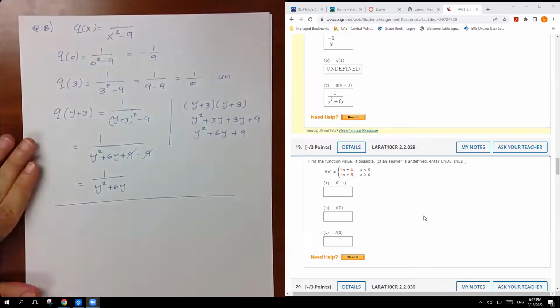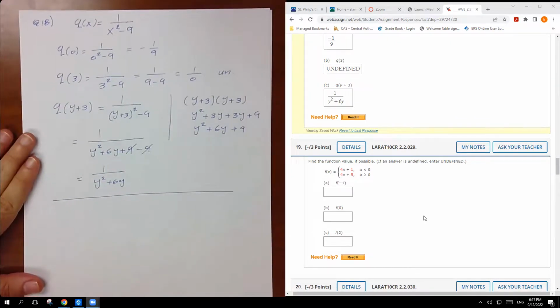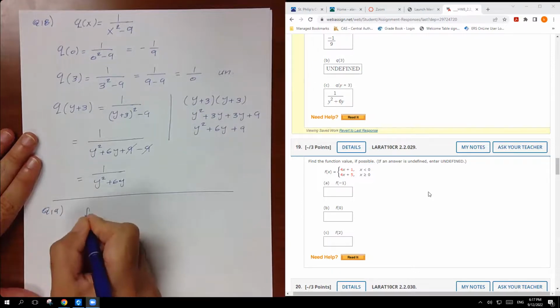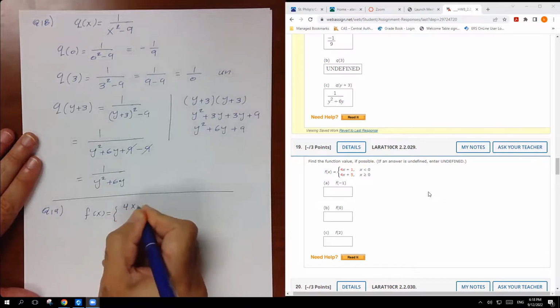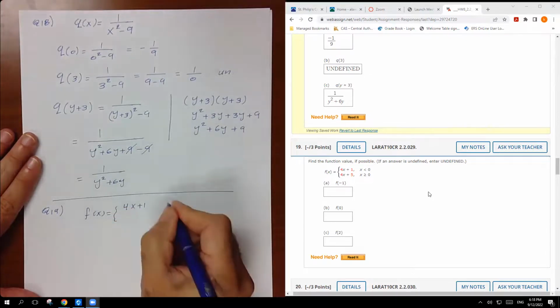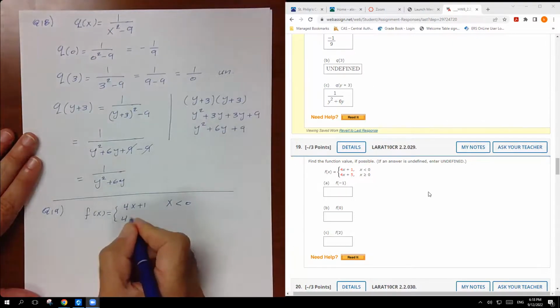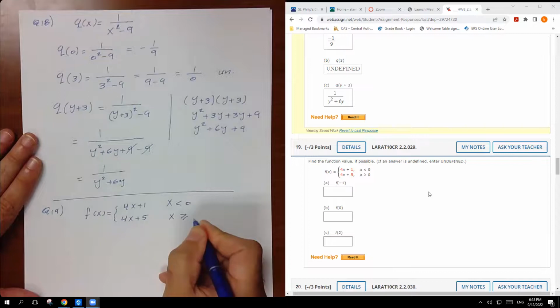Question 19, it's the piecewise function. A piecewise function is a function with two pieces. Like for this one, you see, f of x equals 4x plus 1, and 4x plus 5. So this is the second case. So question 19, f of x equals 4x plus 1 when x is less than 0. That's negative numbers. Here, 4x plus 5 when x is greater than or equal to 0.